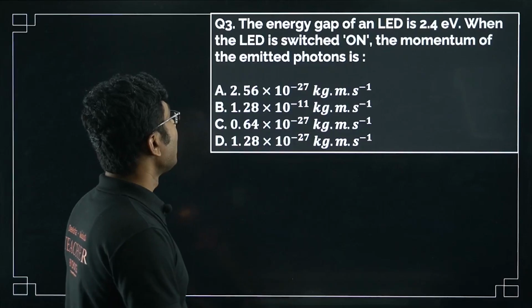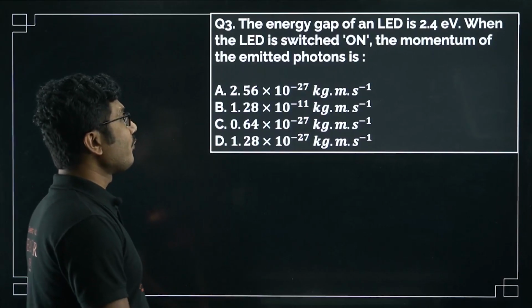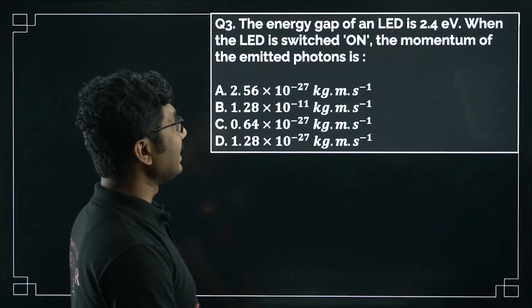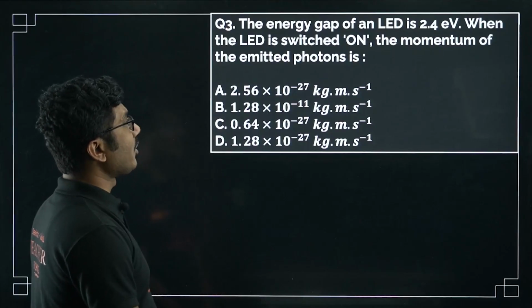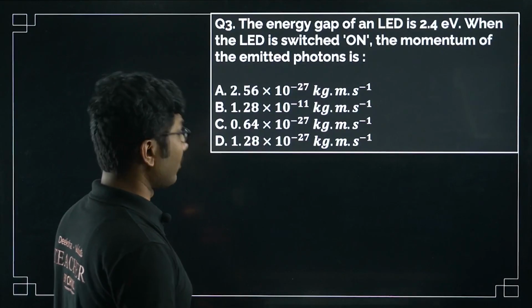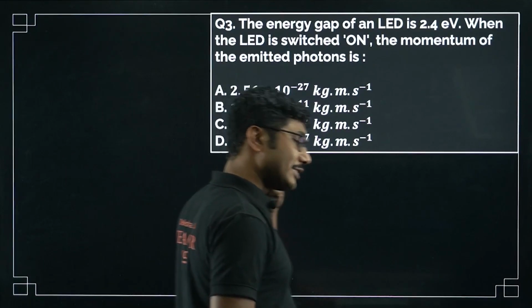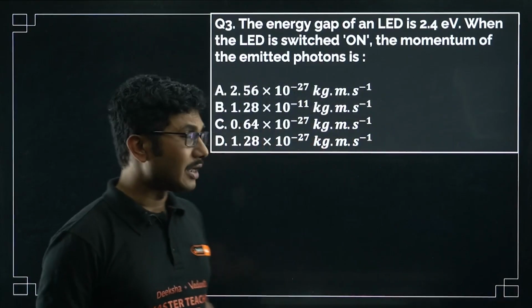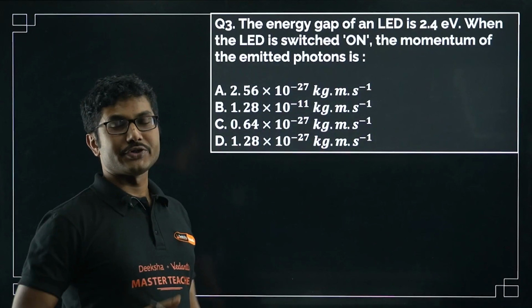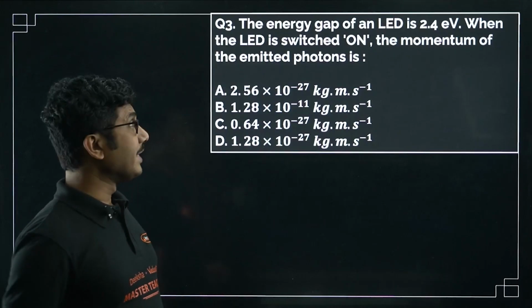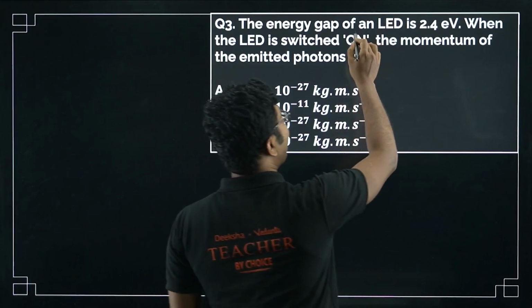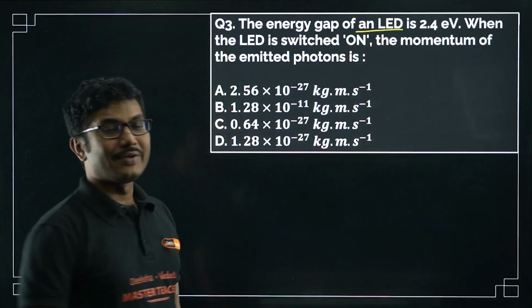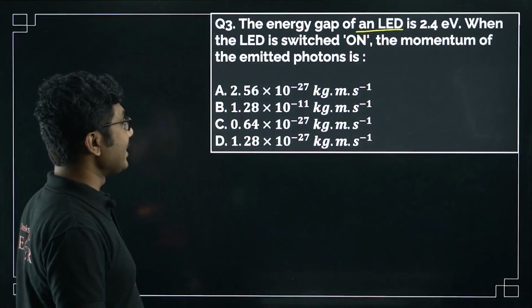The energy gap of an LED is 2.4 eV. When the LED is switched on, what is the momentum of the emitted photon? So this is a question which is linked with dual nature of radiation and matter. From this chapter we might see some questions which are actually linked to dual nature of radiation and matter. Only the LED part is from semiconductor, other than that everything else is from dual nature of radiation and matter.